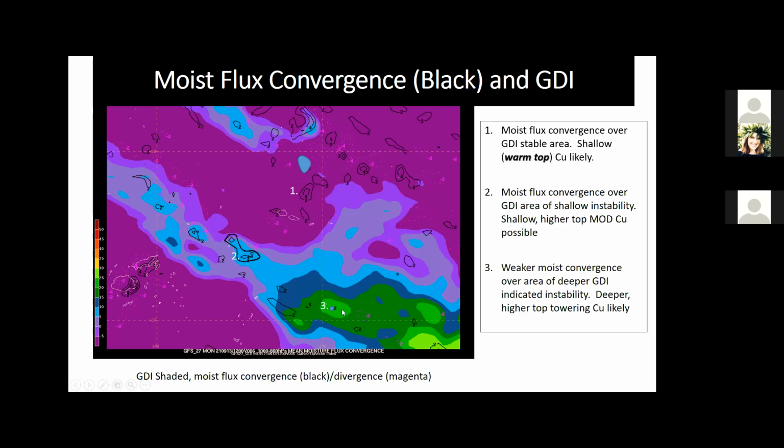At 3, we see that we have higher GDI values. The convergence is not as strong as what we have on the previous one, but we have deeper convective instability. So in this case, it might not take too much low-level convergence or flux convergence to start or initialize the convective process.